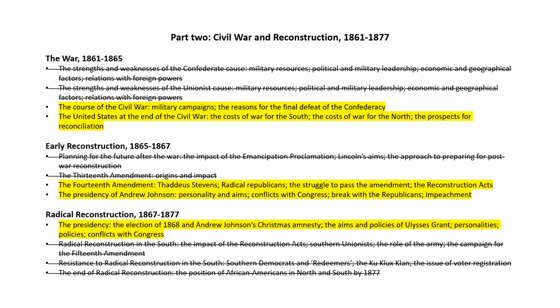The bullet point at the end does start drifting into Grant, so you do need to know him, his policies, his conflict with Congress, but part of me does wonder whether it has stayed because of the Johnson elements in that bullet point that would fit nicely into a broader question, whether that be sources or an essay on Johnson's presidency. But again, I would cover Grant just to be safe.